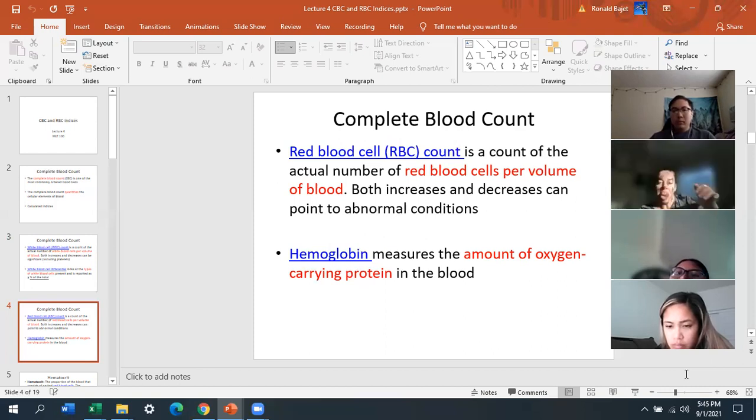elevated RBC counts, and there are conditions where you have elevated RBC counts, and I'll talk about that later. It's called polycythemia. That's where you have, and I talk about that in the myeloproliferative disorders. You get polycythemia vera, polycythemia rubra vera, but that's polycythemia where you have an elevated RBC count.